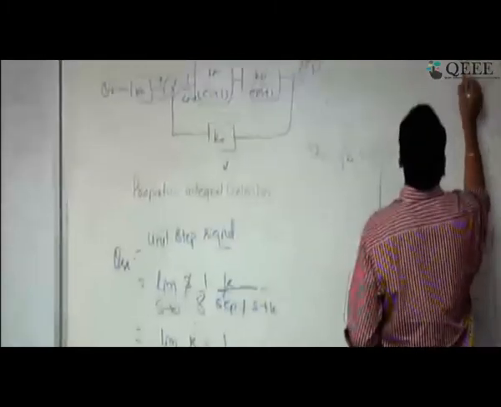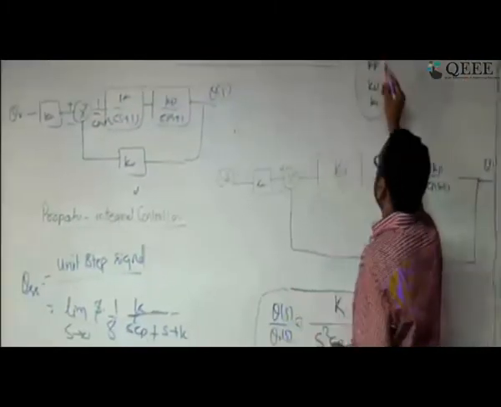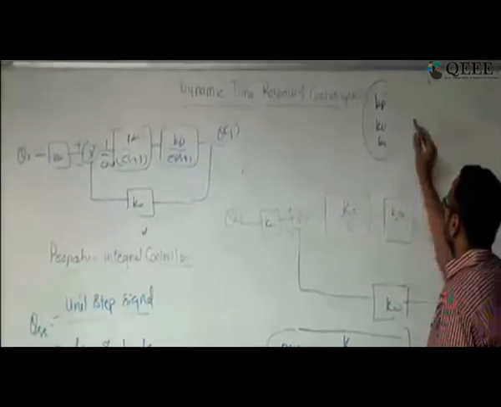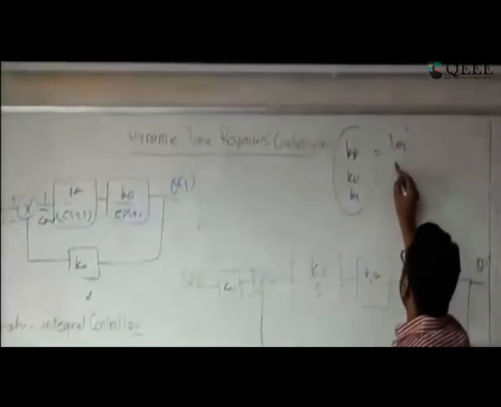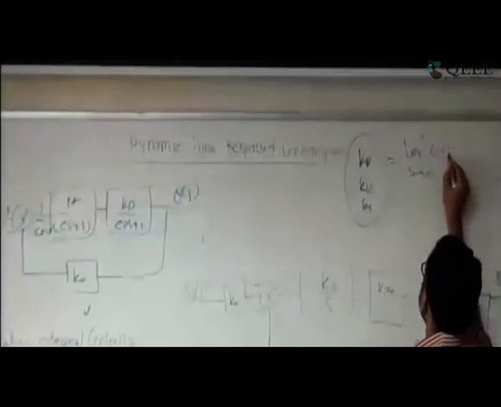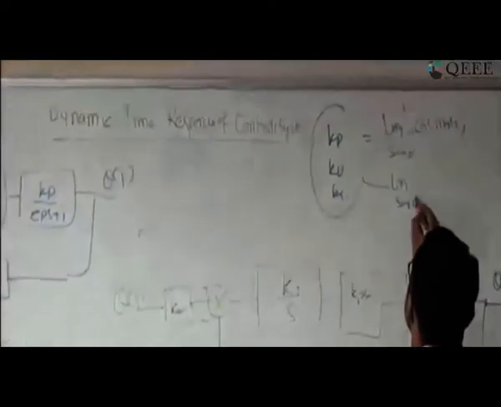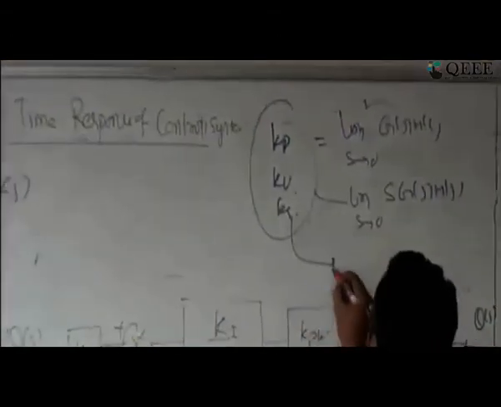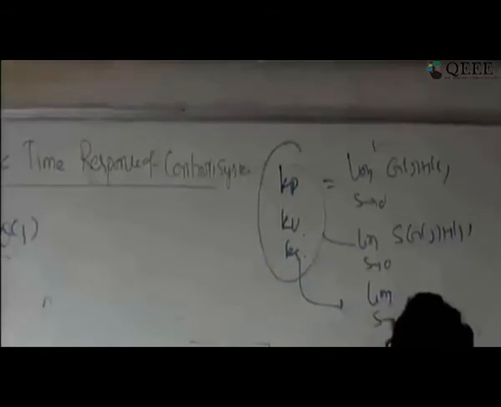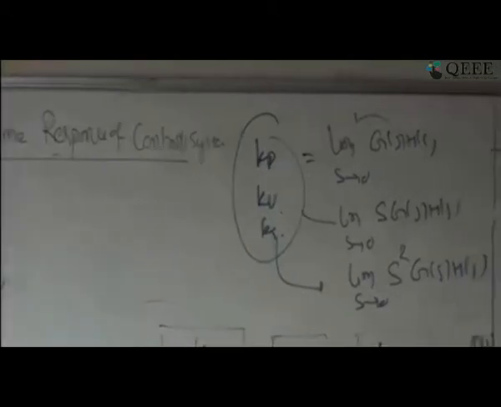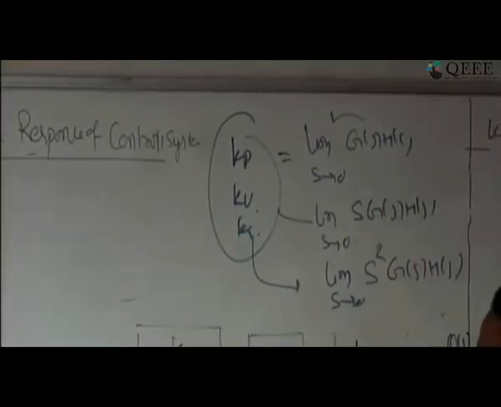Another way to interpret the same result: if you remember, yesterday we talked about Kp, Kv and Ka, correct? Position error constant, velocity error constant and acceleration error constant. If you remember, Kp is limit s tends to 0 of G(s)H(s), Kv is limit s tends to 0 of s G(s)H(s). Please look at your notes, and the acceleration error constant is limit s tends to 0 of s squared G(s)H(s). Look at G(s), it is this term into this term.